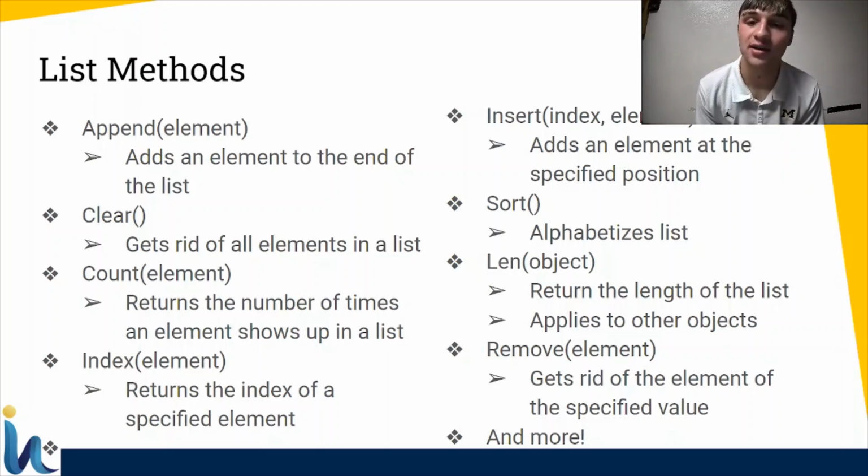And the remove element will get rid of an element of the specified value. So it's not an index thing, it's an element thing. There is one for the index, it's called pop. But there are many more list methods.